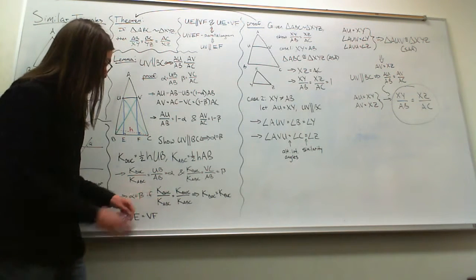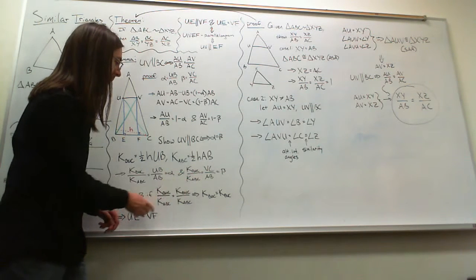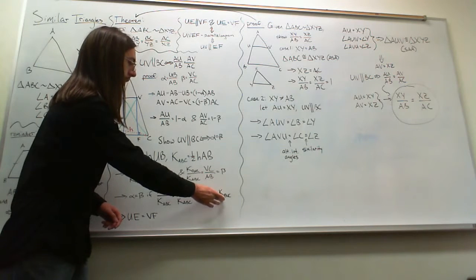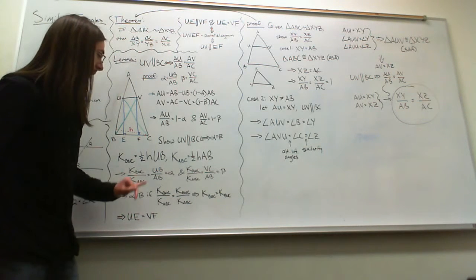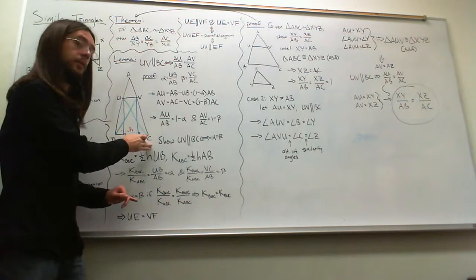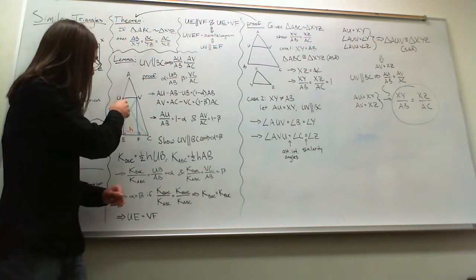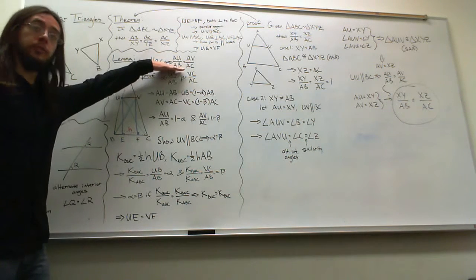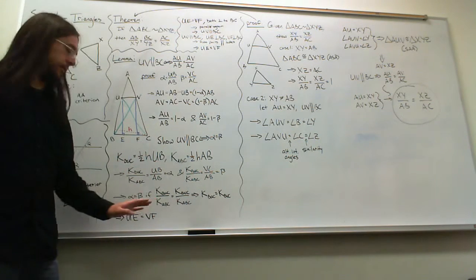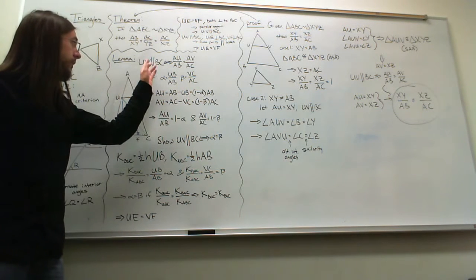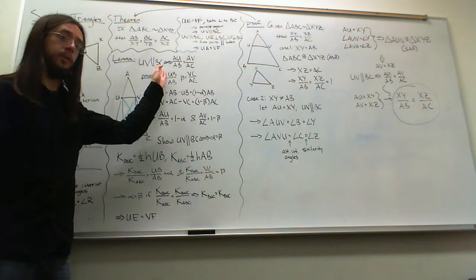Now, we wanted alpha equals beta. When will that happen? If these two ratios are equal, notice they have the same denominator, so we need K_BUC and K_BVC to be equal. And those are these two triangles here. Notice they have the same base BC, so we need their heights UE and VF to be equal. All right, so we've taken this expression of the lemma here and changed it to saying the following: that UE is equal to VF is equivalent to saying that UV is parallel to BC.